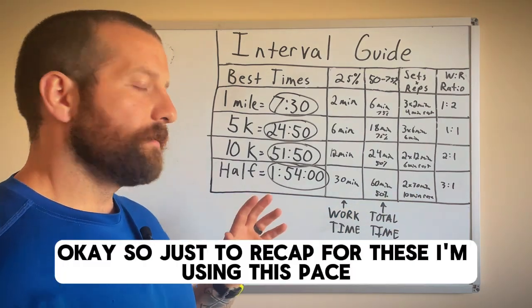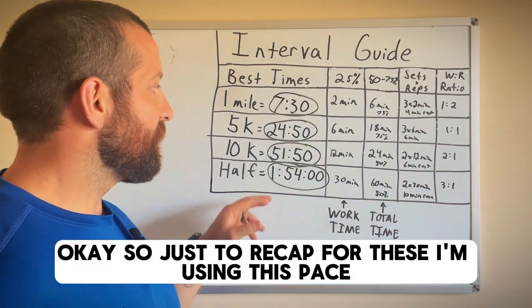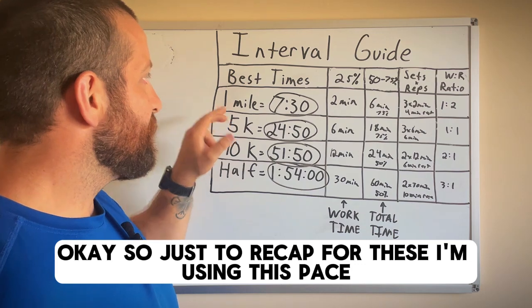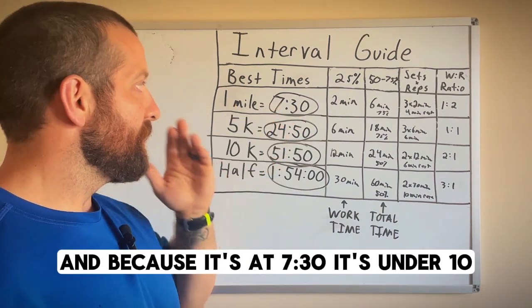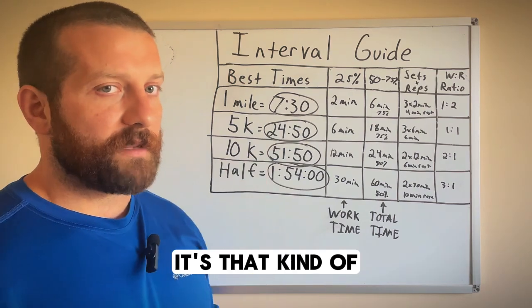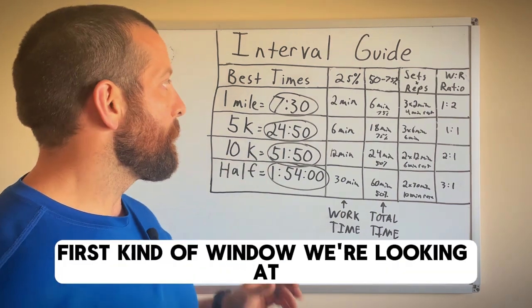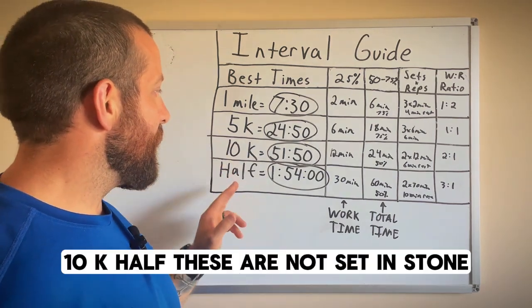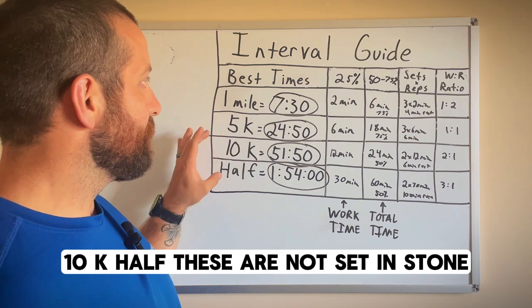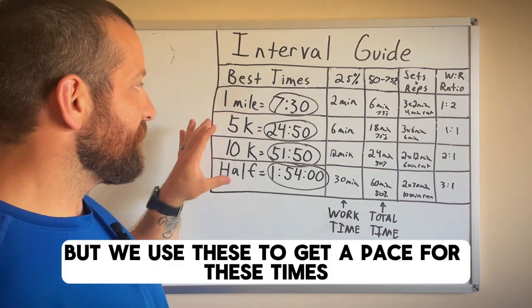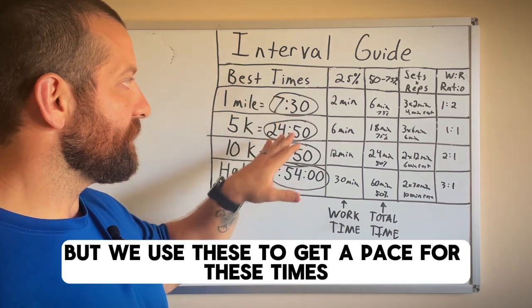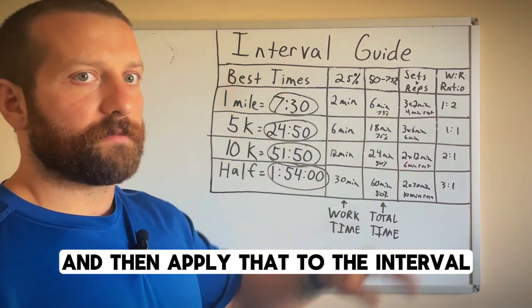Okay, so just to recap, for these, I'm using this pace, whatever this pace is, that I would do this mile in, because it's at 7:30, it's under 10, that kind of first window we're looking at. And then 5K, 10K, half. These are not set in stone, these distances. I'm looking at the times. But we use these to get a pace for these times and then apply that to the interval.